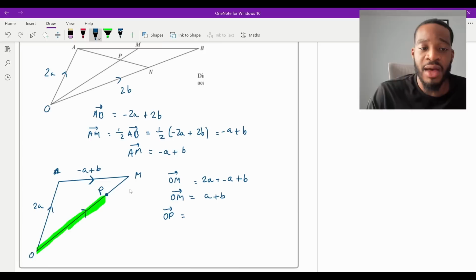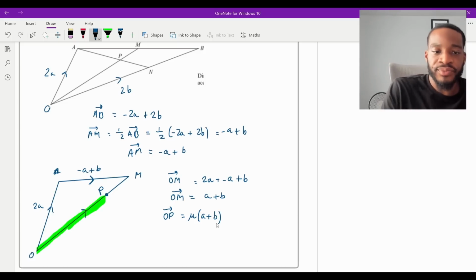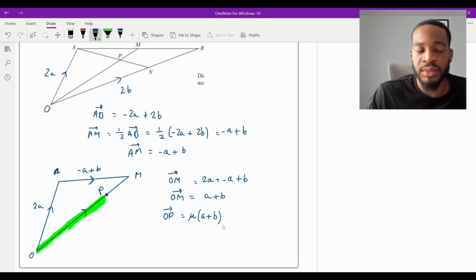of O to M. Now, that multiple is going to be a fraction, isn't it? Because it's actually shorter in length. And I'm going to call that multiple mu, right? It's going to be a fraction of it. So I'm going to call O to P mu, and then it's going to be A plus B, right? Because that is what O to M is equal to. So now I can say that O to P is equal to mu (A plus B).